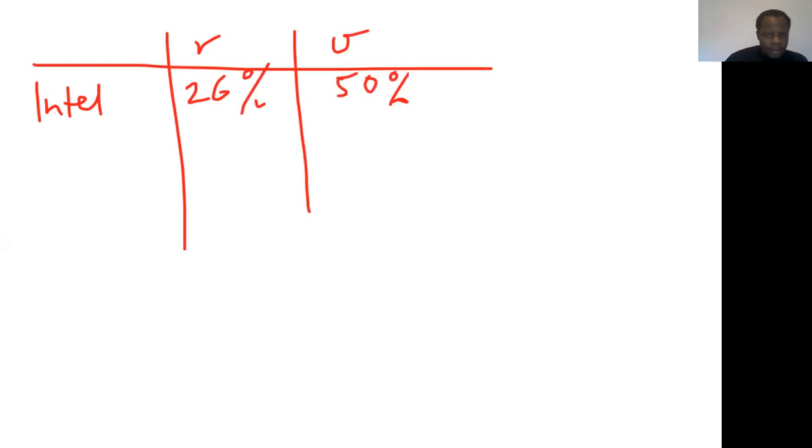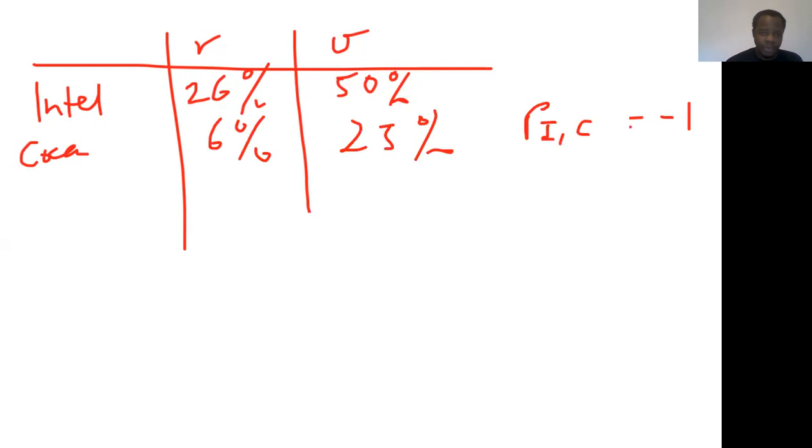Yeah. And the next question: Coca-Cola has an expected return of 6% and a volatility of 25%. If these two stocks were perfectly negatively correlated, so that the correlation between Intel and Coke is equal to -1, that is, they are perfectly negatively related, calculate the portfolio weight that removes all risk.